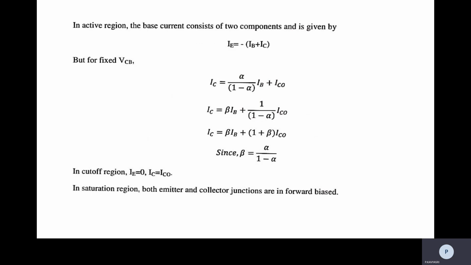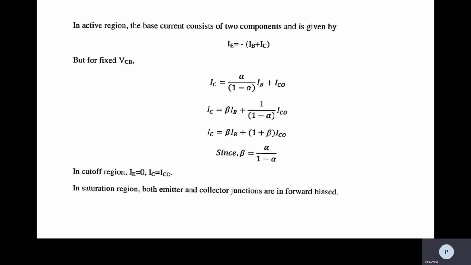So in the active region, the base current consists of two components and is given by the following. I already said in the last class, the emitter current is equal to the base current plus the collector current. So we can write IE is equal to IB plus IC. But here we have VCB as a fixed value. So we can write IC is equal to alpha by 1 minus alpha into IB plus ICO. We know the value of beta: beta is equal to alpha by 1 minus alpha.